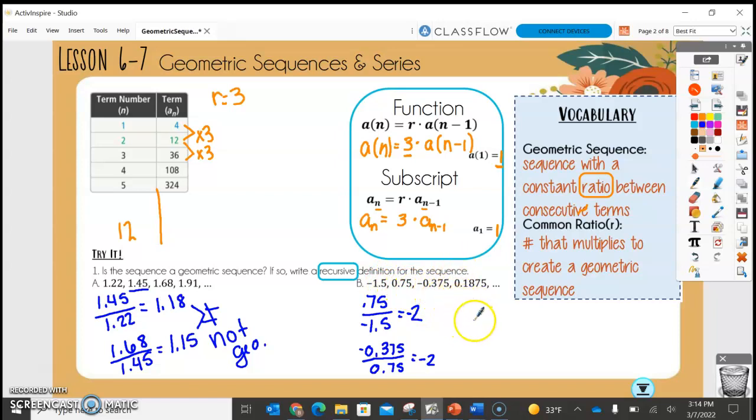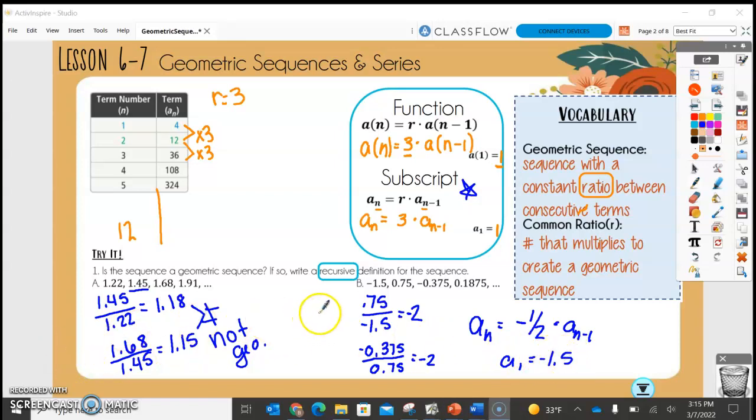And my notation for recursive formula, I'm going to use subscript here. Would be a sub n equals negative, now notice it's getting smaller since those numbers are getting smaller, my negative 1/2, because I'm cutting those in half, times a sub n minus 1. And I want to make sure I indicate what number we started with, which is negative 1.5.